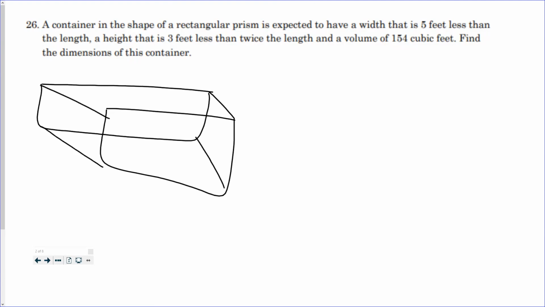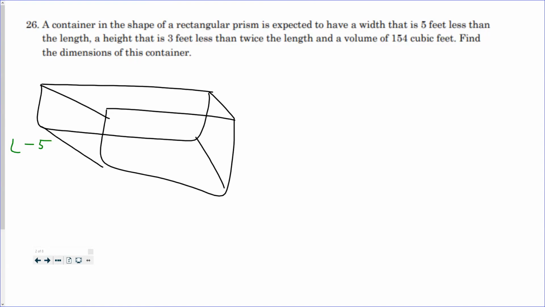what I'm told is that the width is 5 feet less than the length, right? So the width is 5 feet less than the length, so the width will be L minus 5. We'll do capital L so it doesn't get confused. L minus 5.